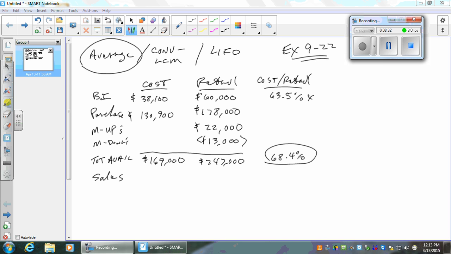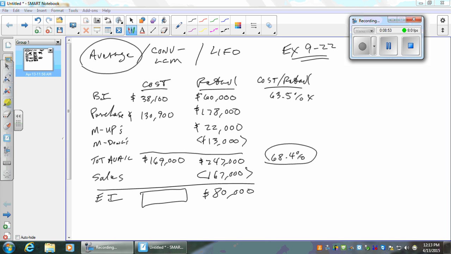So we got the 64, so let's take away our sales. How much is it? 167, we're still in the same problem. And what do I have for ending inventory? At retail sales price, 80,000. And what you want to do is you want to calculate ending inventory at cost. This is the number you want to put on your balance sheet, right? Take 80,000 times 68.4 and you've got it. Do it in that order.